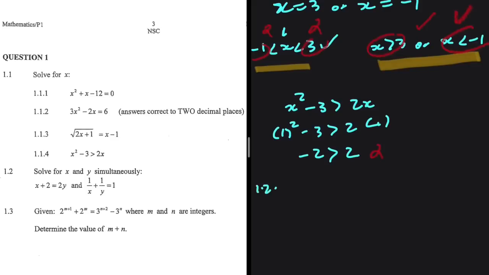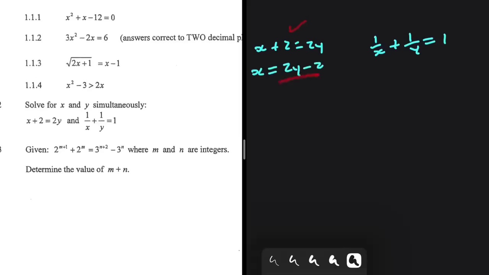Let's do 1.2 and 1.3 on a separate video. Let's solve for x and y simultaneously. I have x plus 2 being equal to 2y, and I have 1 divided by x plus 1 divided by y being equal to 1. Well, on this equation, I can make x the subject of the formula. I'm going to have x being equal to 2y minus 2. Let's take our attention to the other equation.